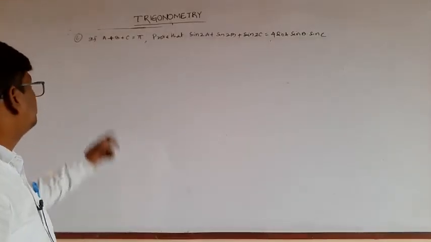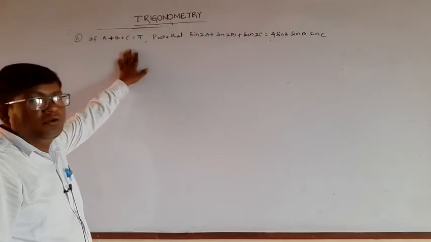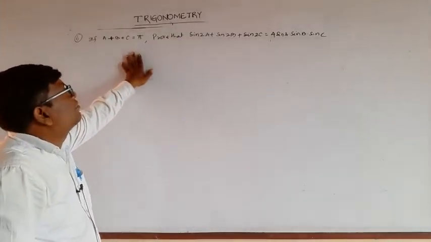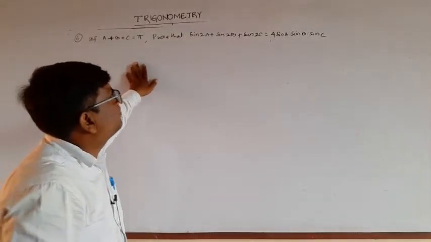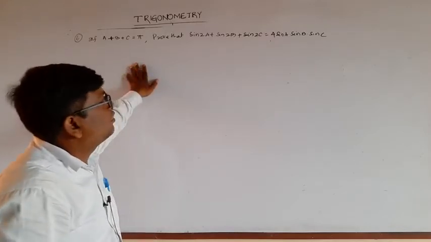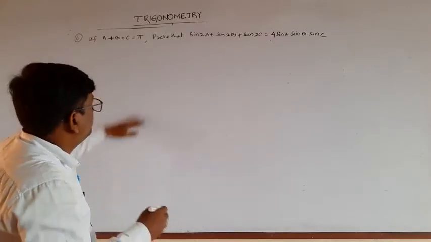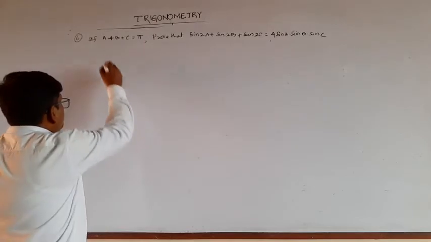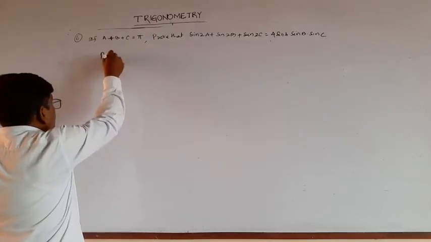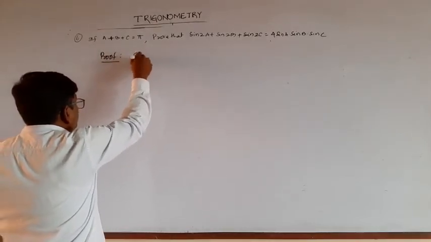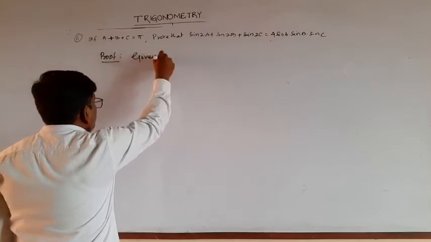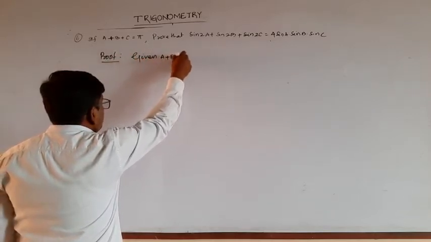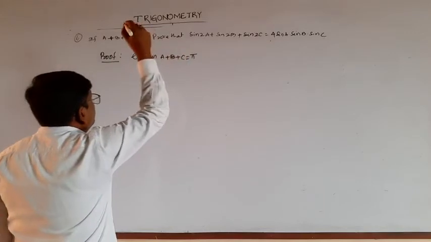Question: if A plus B plus C equals π, then prove that sin 2A plus sin 2B plus sin 2C is equal to 4 sin A sin B sin C. So the proof is: given A plus B plus C is equal to π.